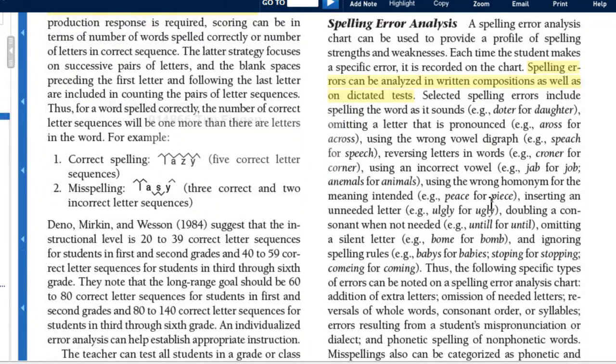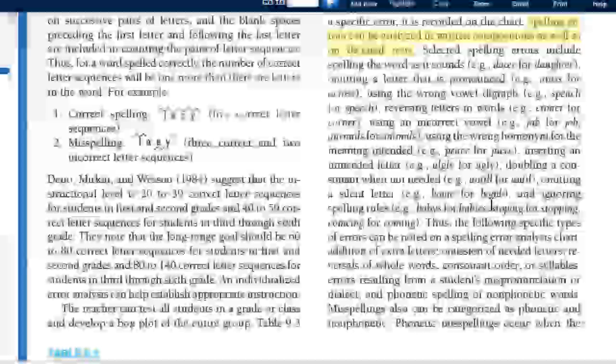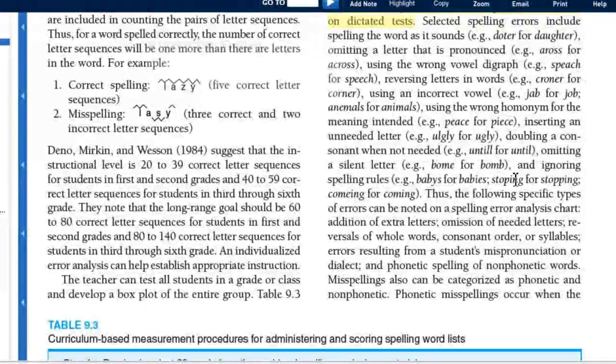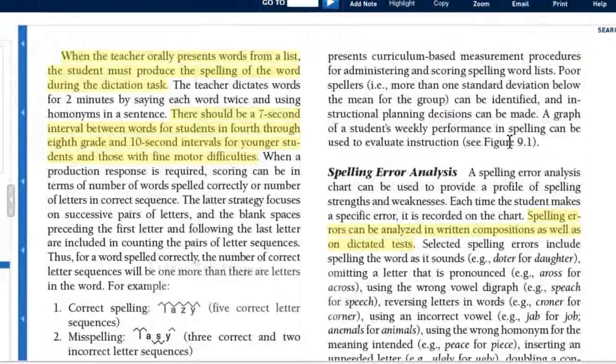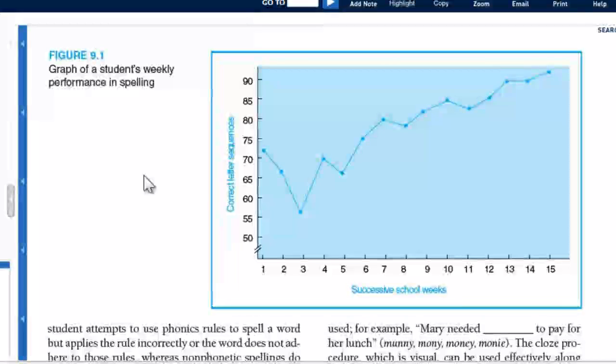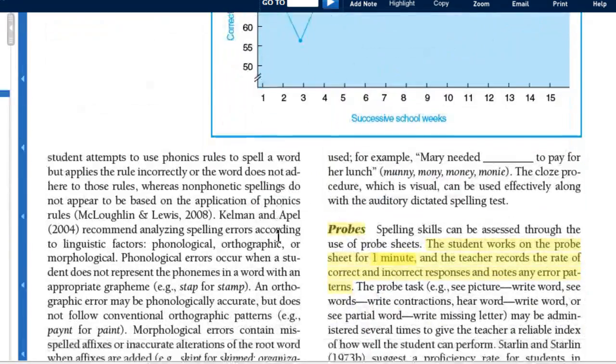But you try and look for patterns of things like reversals and incorrect vowels and wrong sounds and homonyms, and you try and identify what those are and teach very specifically to that. And this is interesting too, the graph of weekly performance in spelling by the correct letter sequences and stuff.